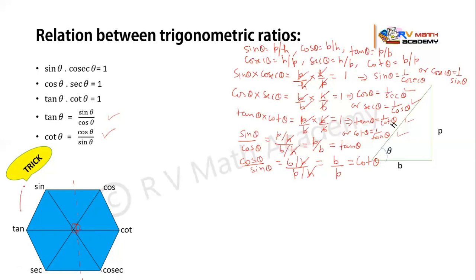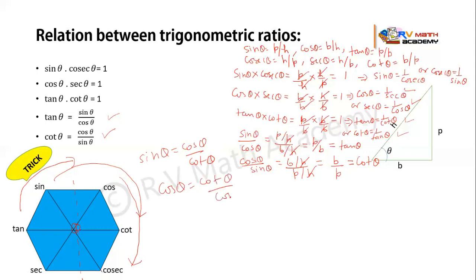If we just move it clockwise here, as we have written, tan theta is equal to sin theta upon cos theta. First we will write sin and then we will write cos. If I move these three clockwise, then I will write sin theta is equal to cos theta upon cot theta. If I just take these three trigonometric ratios clockwise, then I can write cos theta is equal to cot theta upon cosec theta. If I just take these three trigonometric ratios, then I will get cot theta is equal to cosec theta upon sec theta.